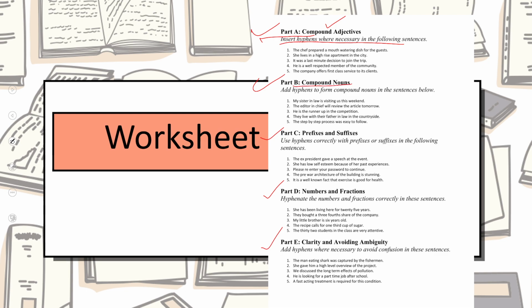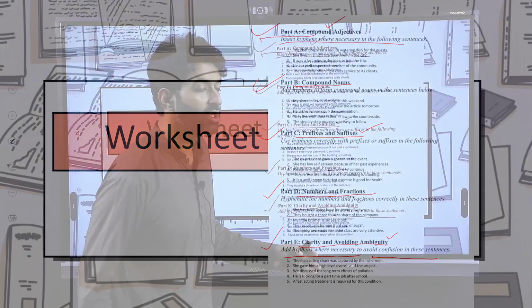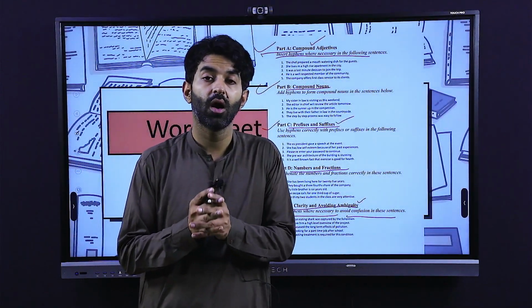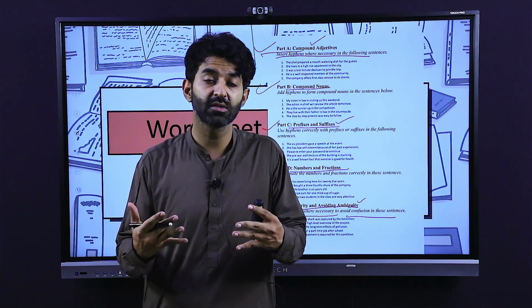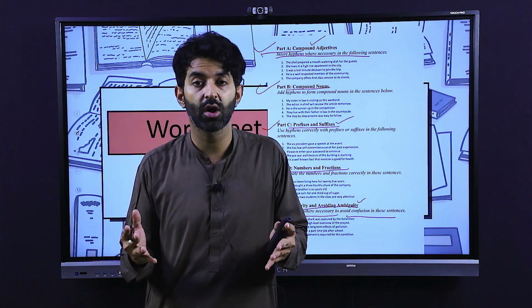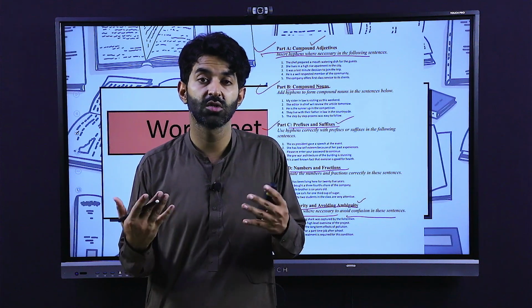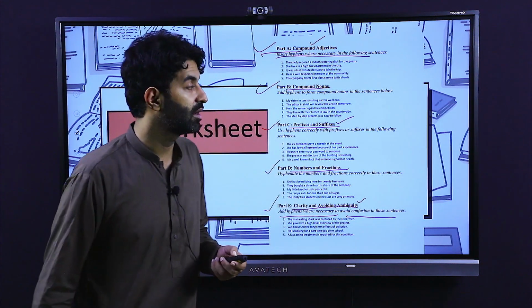Part 2, you have to separate the compound nouns, join them together. In part 3, we will work with prefixes and suffixes. Part D will be about numbers and fractions, and the last part will be about clarity and avoiding ambiguity. So you add hyphens where necessary to avoid confusion in these sentences. So by solving this worksheet, you can clearly understand how the practical usage of hyphen is going to work, and you have to practice this worksheet a lot. It's okay if you get the wrong answers. You can always ask your teacher, check that again and reattempt.